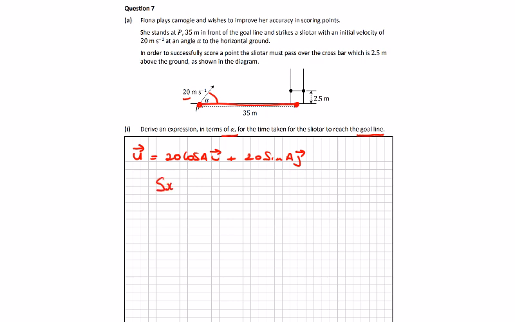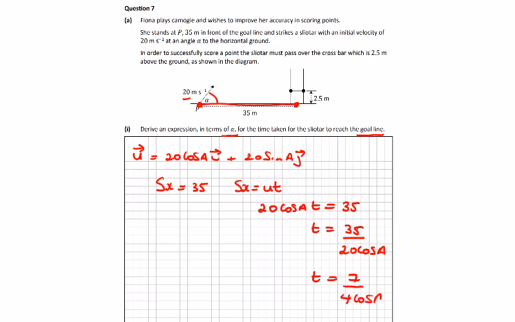So the displacement in the x or the i direction is 35. Because there's no acceleration in the i direction, s_x is just equal to ut. So my initial velocity 20 cos α times t is equal to the displacement, which is x. So the time taken to get 35 meters is 35 divided by 20 cos α. 5 divides into both of these, giving 7 over 4 cos α for part 1.